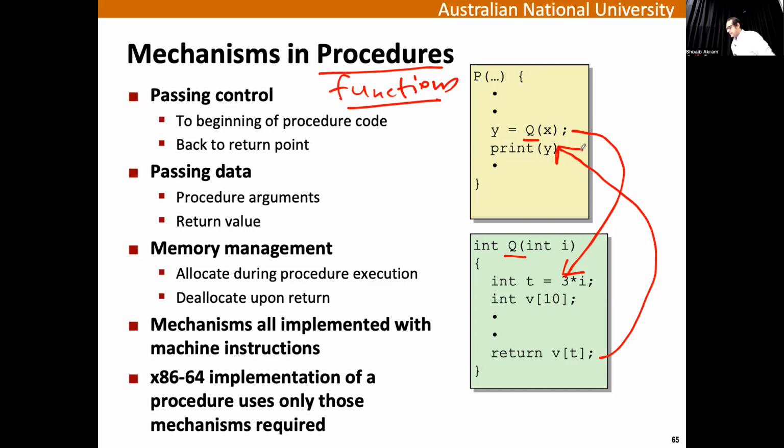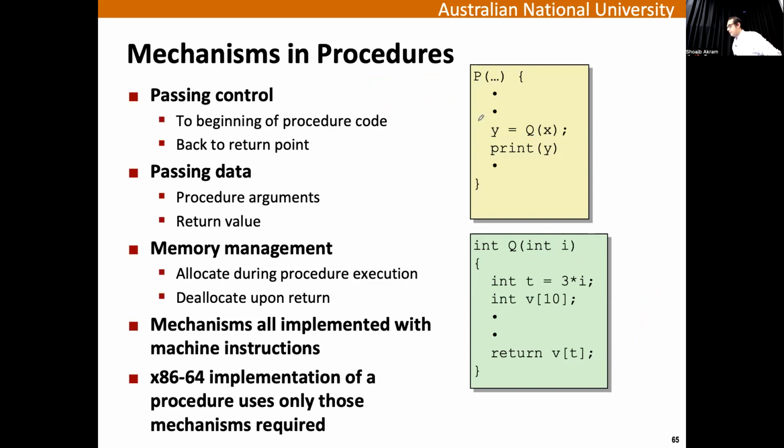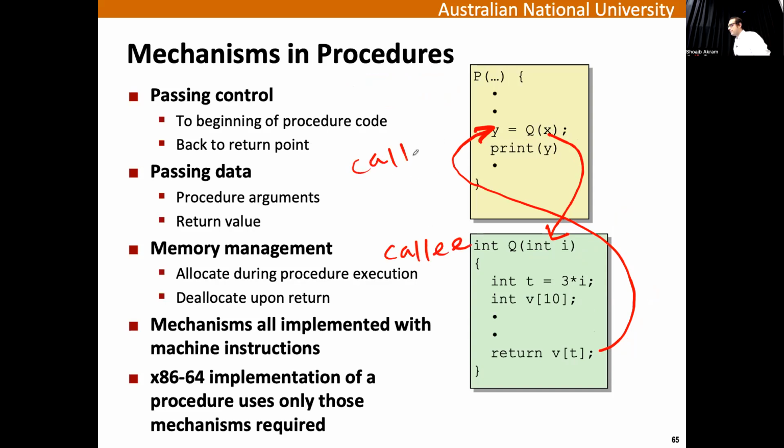We need a way to pass data from one function to the next. So here, the arguments are passed, you copy the arguments when you call the function. For the return value, the callee will place the return value in a register and the caller will read the value. So this is the callee once again, and this is the caller.